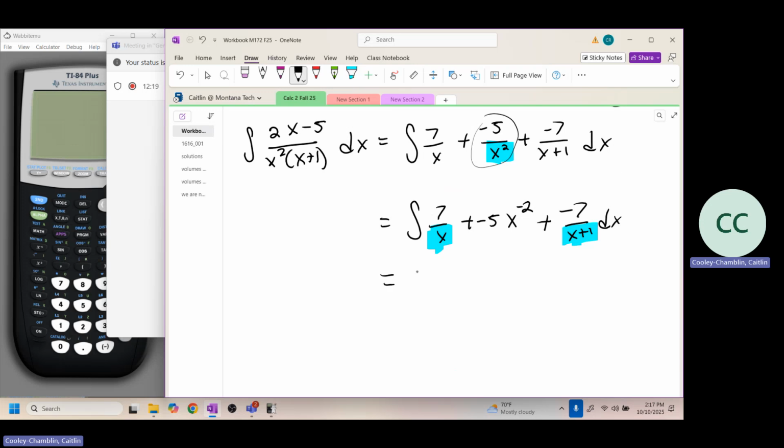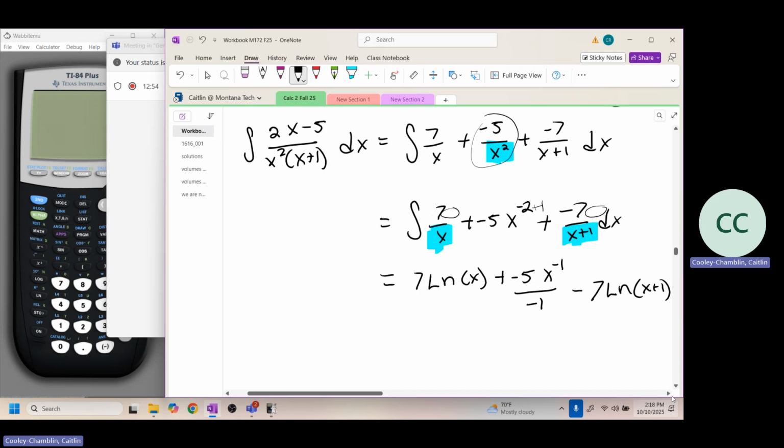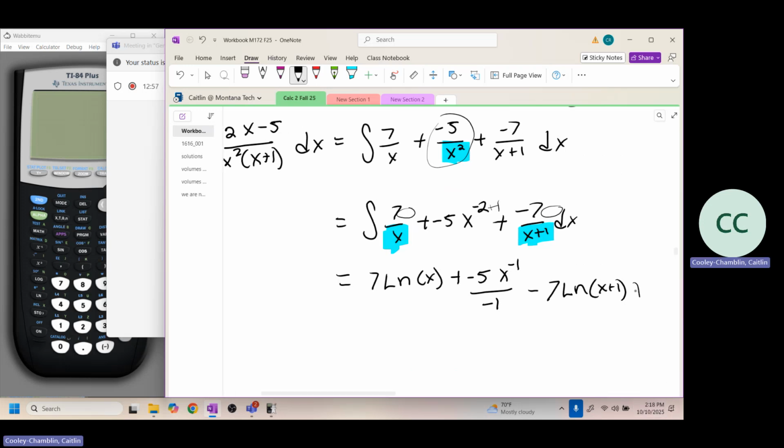Okay, so this is equal to 7 ln of x plus negative 5 x to negative 1 over negative 1, because we add. My brain almost said negative 3, but negative 2 plus 1 is negative 1, minus 7 ln of x plus 1. These two in blue are linear. There's nothing on the top here, so they are just ln's. And don't forget the most important part, plus c.